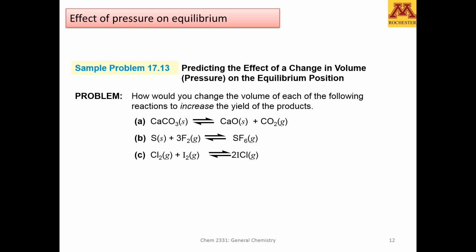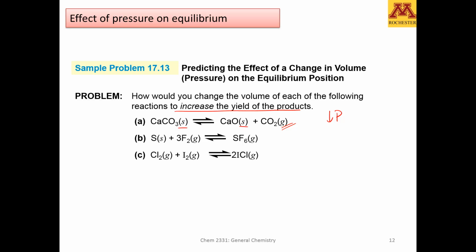Let's see if we understand this with an example. In this case, we want to increase the yield of the products. That is, we want to move the reaction towards the right. Should we increase or decrease the pressure? Notice that in the first case, you have two solids, so you only have a gas for products. Therefore, if you want to increase the yield of products, in this case, you want to decrease the pressure so that the reaction is shifted to the right to create more pressure, because only the gaseous component is a product. Okay.